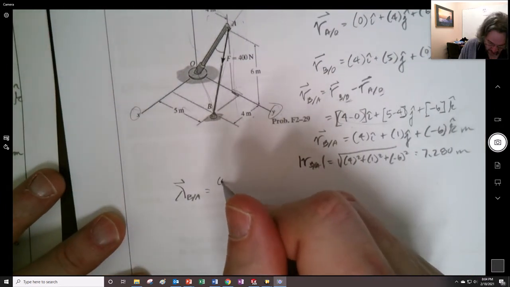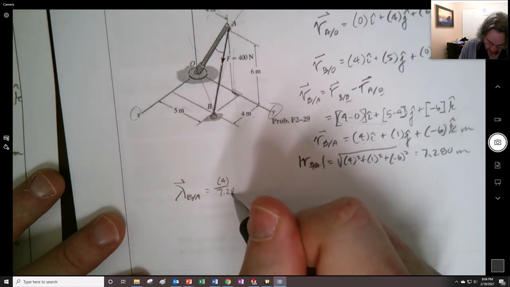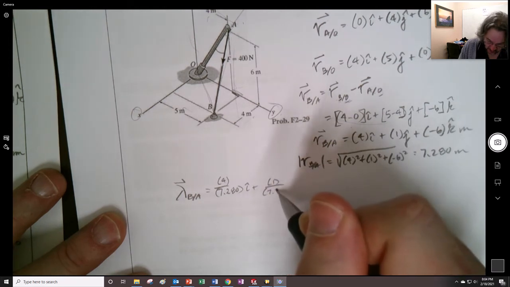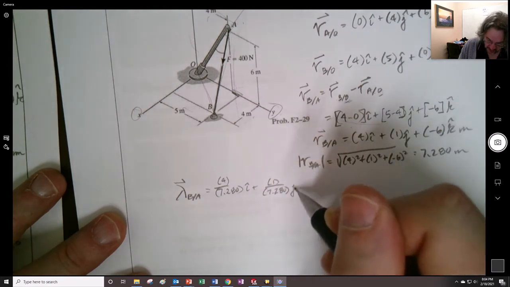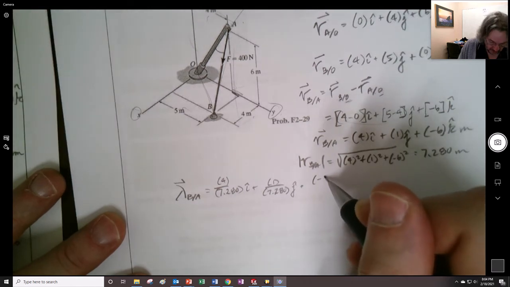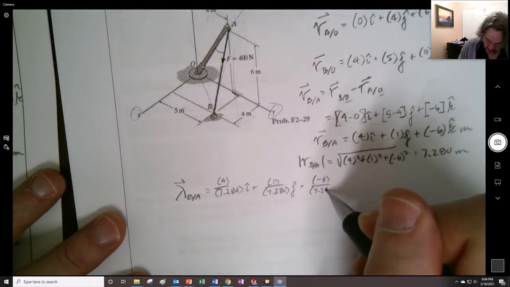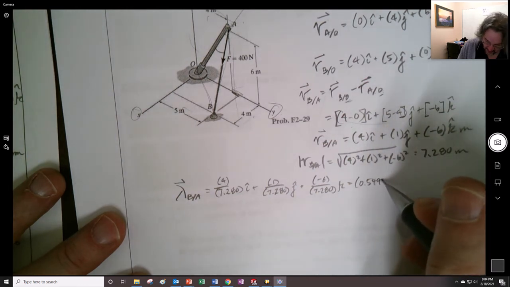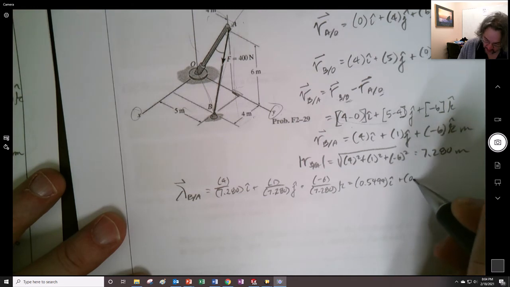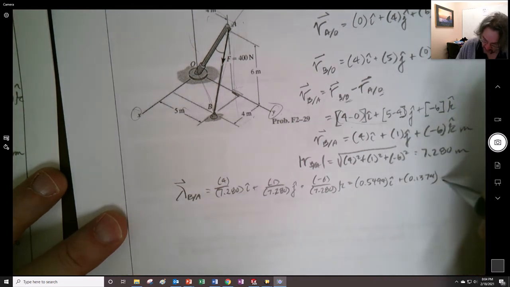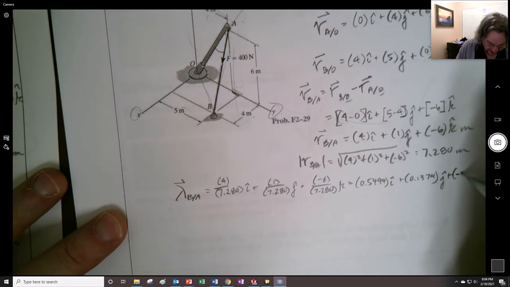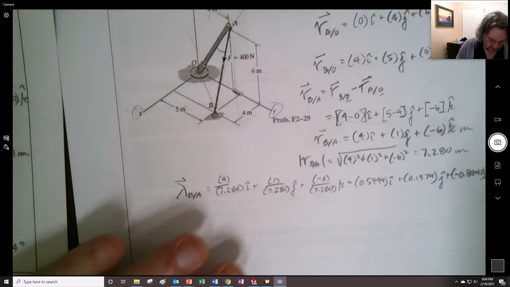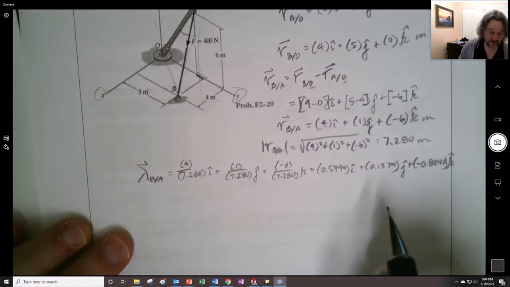So that's just 4 over 7.280 I plus 1 over 7.280 J plus negative 6 over 7.280 K, or 0.5494 I plus 0.1374 J, and then plus a negative 0.8242 K, and there's no units in there. It's just the direction cosines.